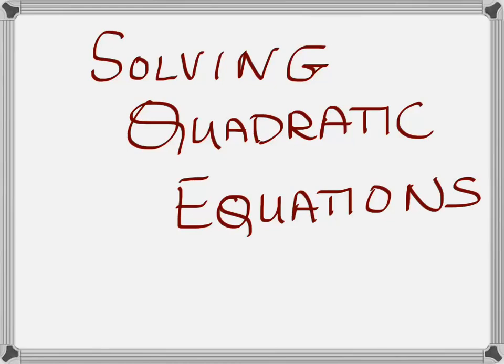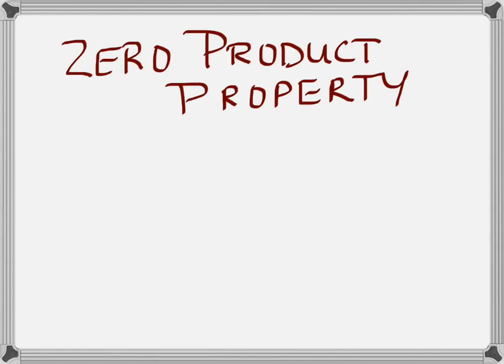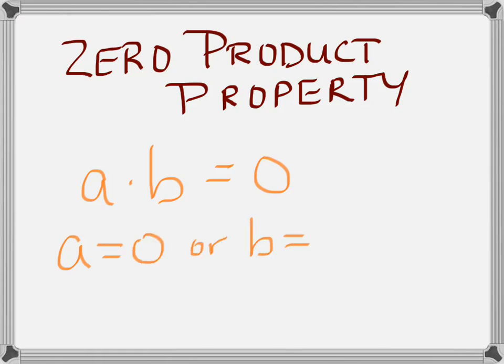Okay, today we're going to be learning about solving quadratic equations. In order to solve quadratic equations, we're going to need to use the zero product property. The zero product property tells us that if we have two terms, let's call them A and B, that are multiplied together and they equal 0, then it must be true that either A is equal to 0 or B is equal to 0.